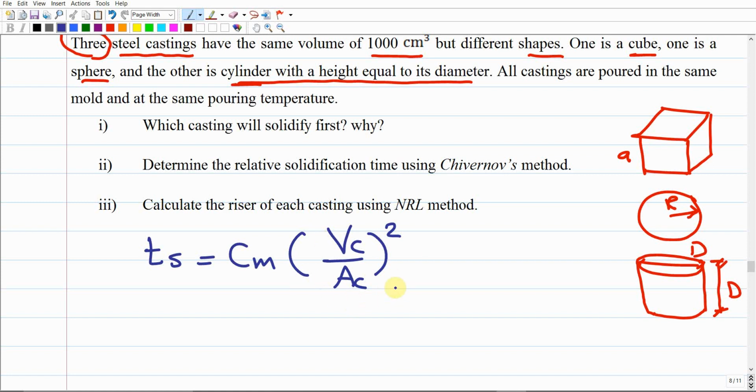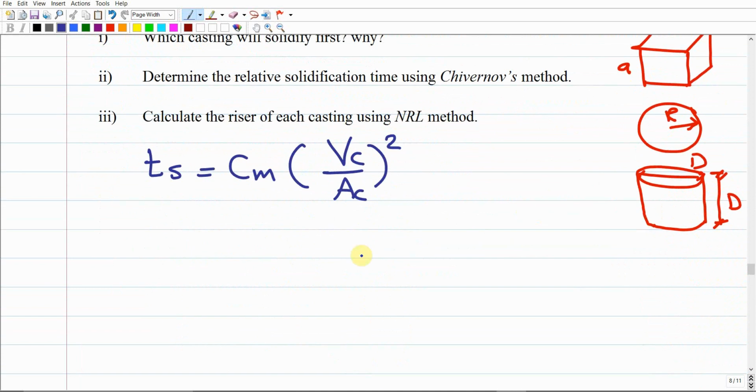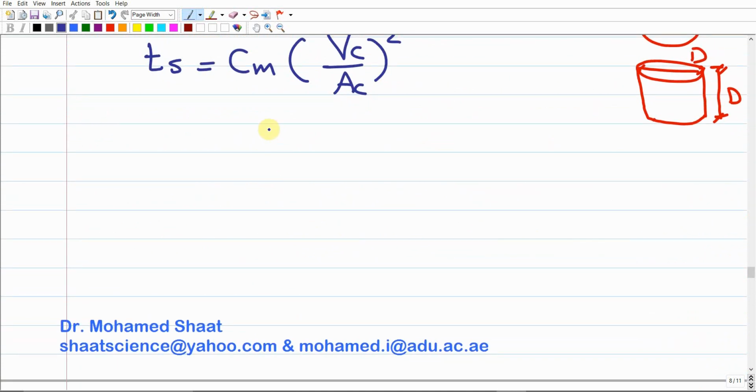To calculate the surface area for any one of these castings, we should have the diameter, the radius, and A, the side length of the cubic shape. But the volume is already given up there, right? So from the volume, we can come up with A, how much it is. We can come up with R, how much it is, and so on. So let us split the page into three parts here, to work over the three castings.